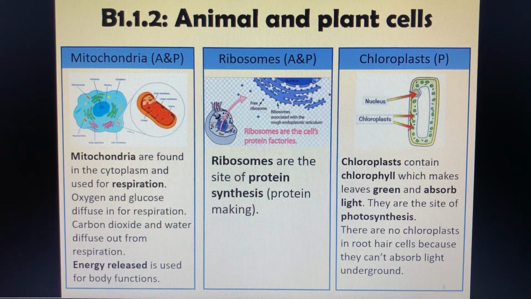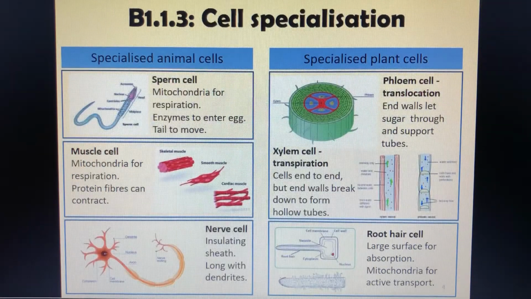And then the chloroplasts, which are just in the plants, and we've talked about those already, absorbing light. It's the actual pigment chlorophyll, which makes the leaves green, that absorbs the light, and that's where photosynthesis takes place. We don't see those chloroplasts in the root hair cells because they can't absorb light because they're under the ground, but we do see a lot of mitochondria in the root hair cells, and we'll come back to that later on in this video.